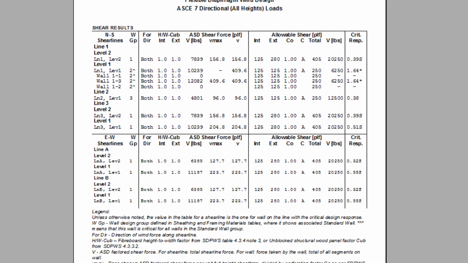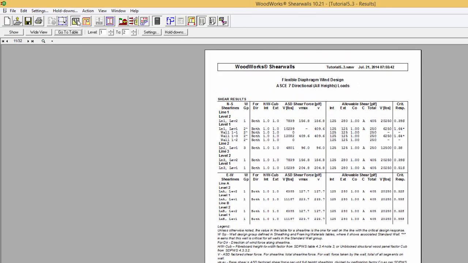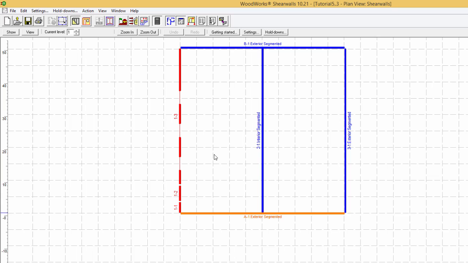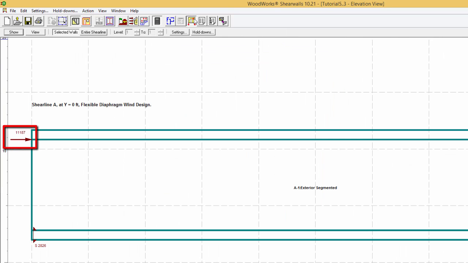To demonstrate this, we will select line A of level 1 and compare the force from the table and the one seen in the elevation view. The arrow to the left is the factored shear force, and as expected, it is the same as the one in the table.